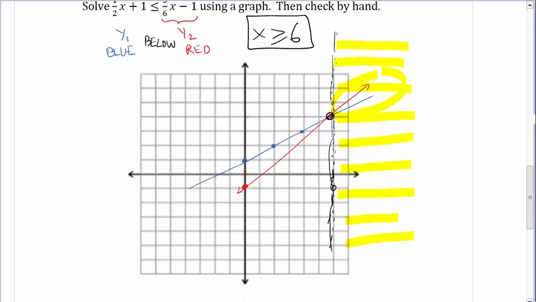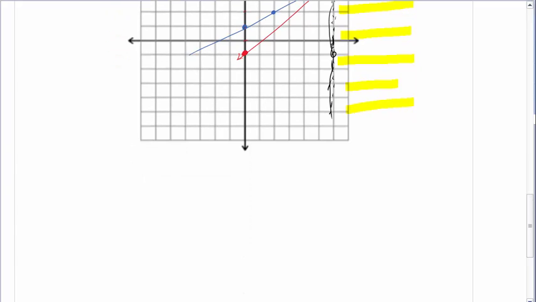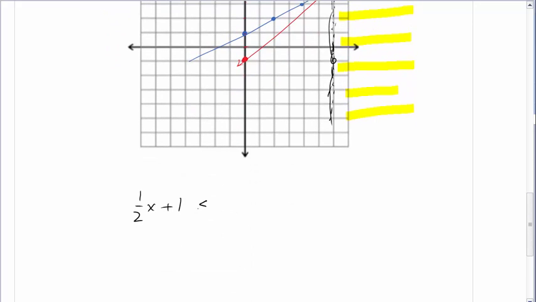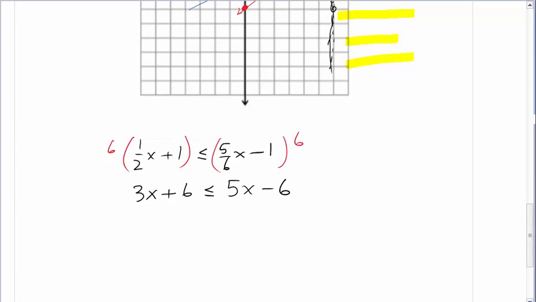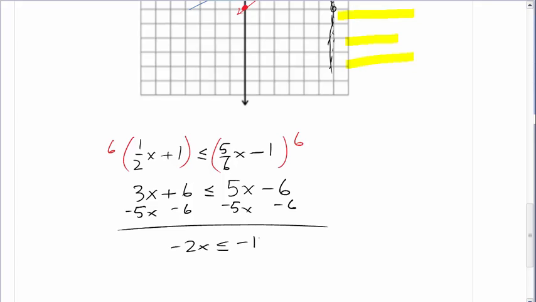Now if I wanted to check this by hand, I'd have to be good at clearing my fractions. 1/2 x plus 1, the original had less than or equal to 5/6 x minus 1. If I solve that by hand, I need to clear my fractions by multiplying by 6. Because that's a positive number, nothing's going to happen to the inequality. This is going to give me 3x plus 6 is less than or equal to 5x minus 6. If I bring my x's to the left side and I subtract 5x and then I subtract 6, I get negative 2x is less than or equal to negative 12.